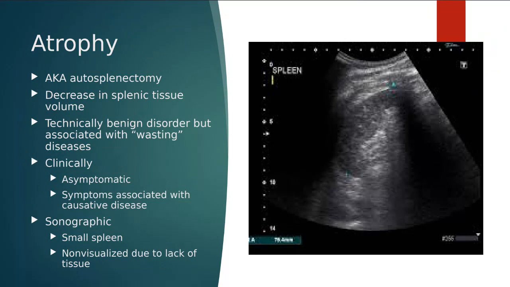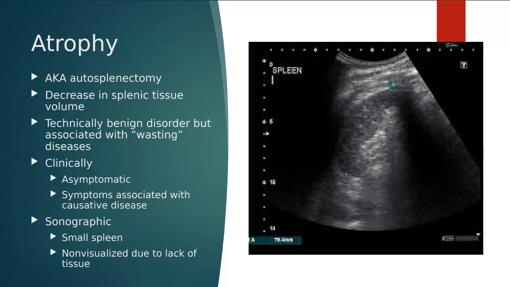Next, we have splenic atrophy. So this is also known as autosplenectomy. Now, anytime we hear an ectomy, we think of a surgical procedure where we remove something, but that's actually not the case with this. So autosplenectomy, this means that the spleen is kind of removing itself. So it's shrinking. This is going to be a decrease in that splenic tissue volume, technically a benign disorder, but it's also going to be associated with wasting diseases.